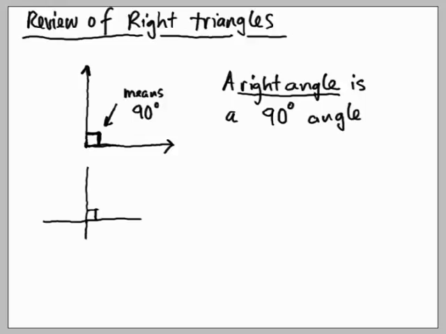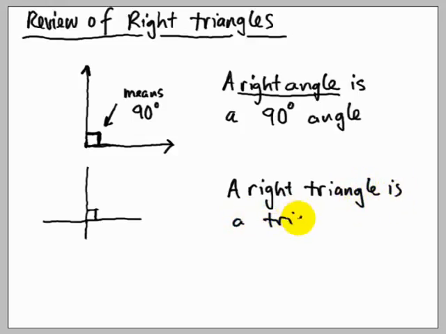Okay, so let me tell you what a right triangle is then. It's very easy once you know what a right angle is. A right triangle is a triangle with a right angle.